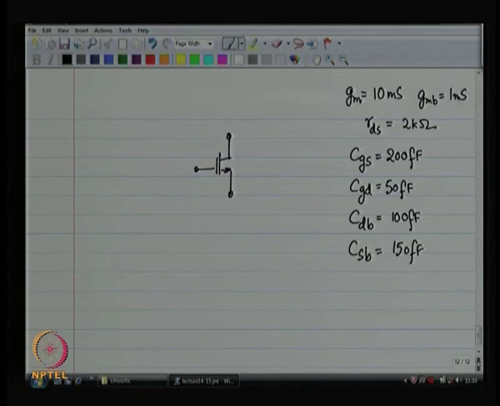I chose nice round numbers so that I can do convenient hand calculations. Anyway, it doesn't really matter. These numbers also are not very unrealistic. They are quite nice, realistic numbers.